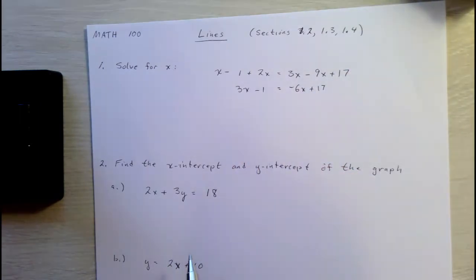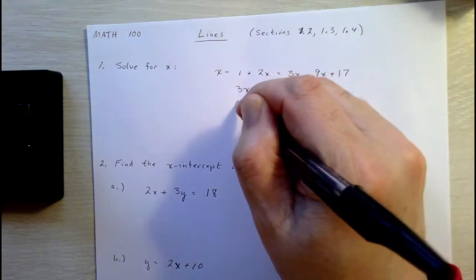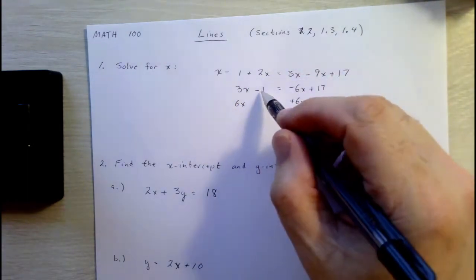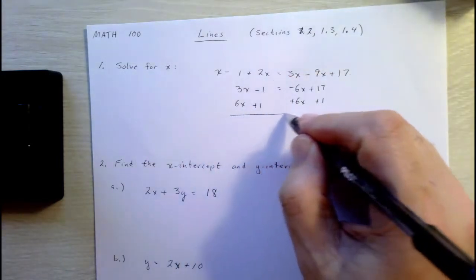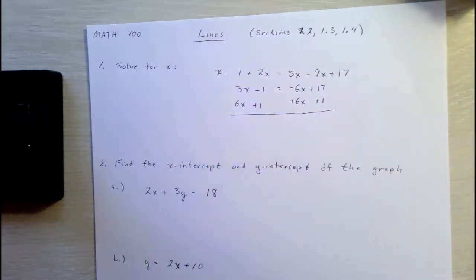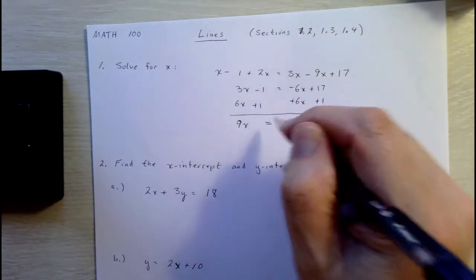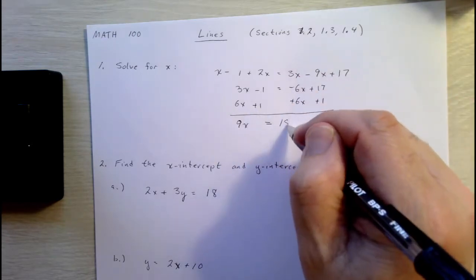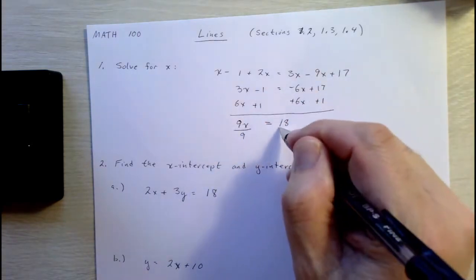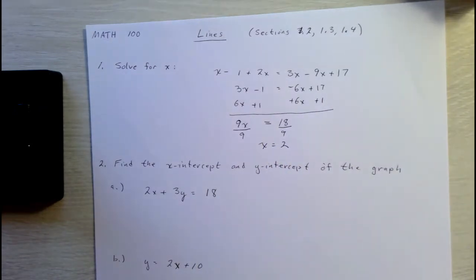Now we put the x terms together. We'll add 6x to both sides. And then we'll add 1. We want to get rid of this minus 1, so we'll add 1 to both sides. And when that happens, 3x plus 6x is 9x. Minus 1 plus 1 is 0. Minus 6x plus 6x is 0. And 17 plus 1 is 18. You can divide both sides by 9, and you get x equals 2. Okay, and you can go back and check that it works if you want.